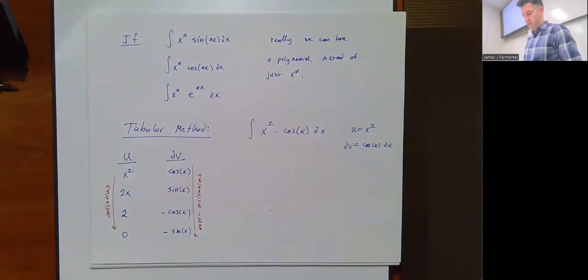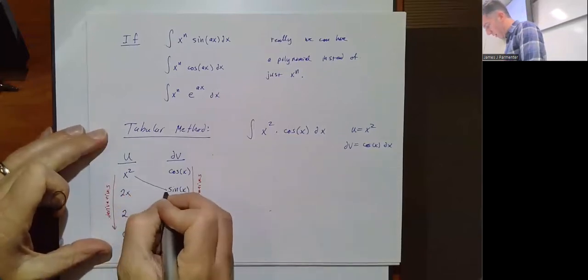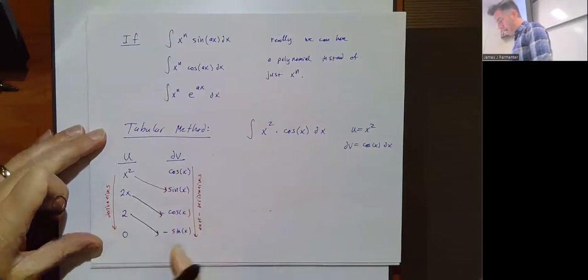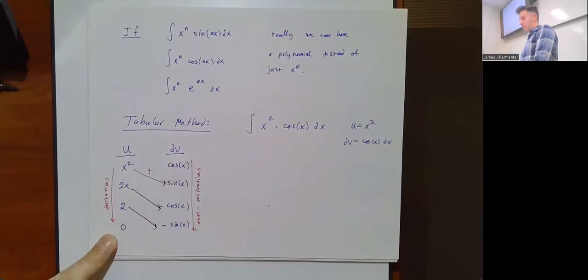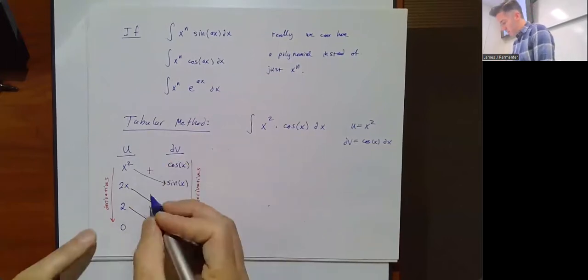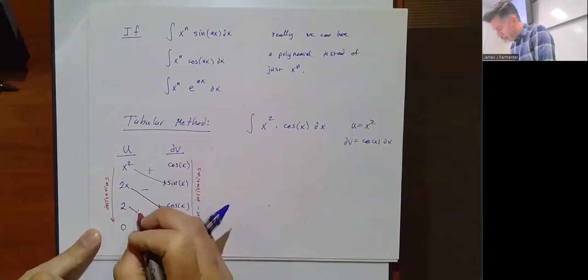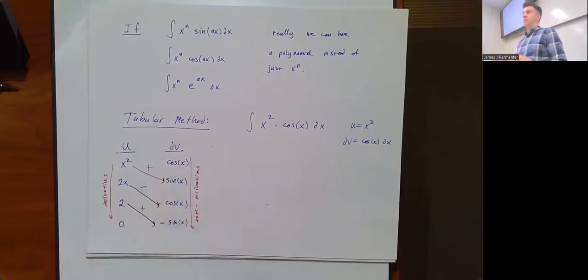Okay, here's the final step. Take this thing up here and multiply it by that thing there. Same there, same there. But we're going to add x squared times sine of x, subtract 2x times negative cosine of x, add 2 times negative sine of x. It's always plus minus plus minus until you run out of arrows. It's always start with the plus, and then you just go plus minus plus minus.